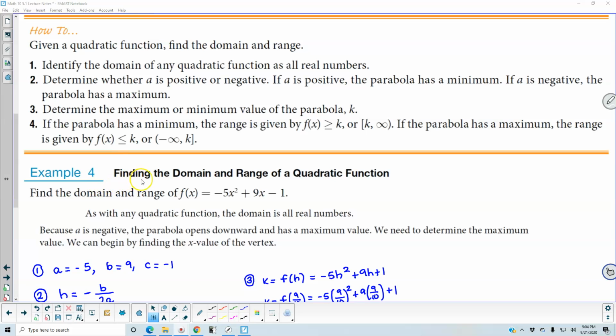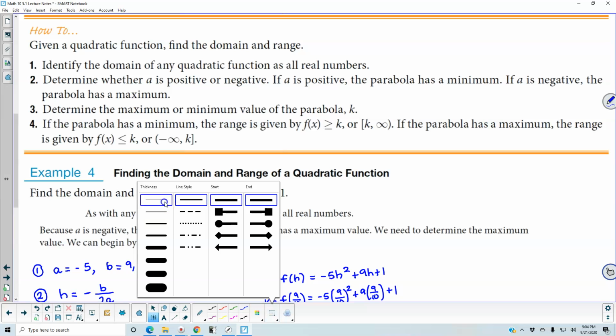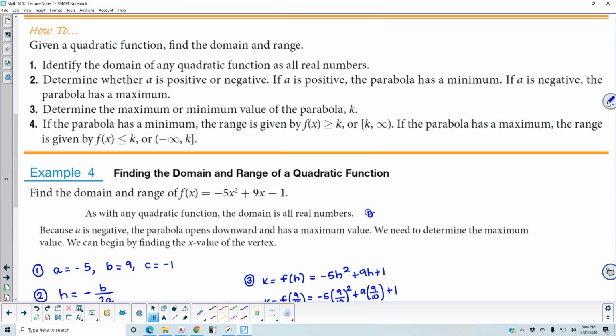Example 4, find the domain and range of a quadratic function. Find the domain and range of f of x equals negative 5x squared plus 9x minus 1. As stated above, with any quadratic function the domain is all real numbers unless there is a specific restriction. In this problem, we don't have a restriction, so we can say that the domain is the set of all real numbers.